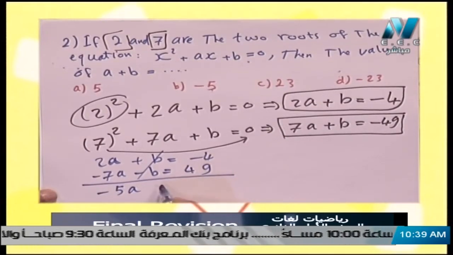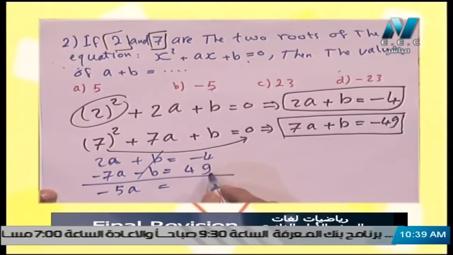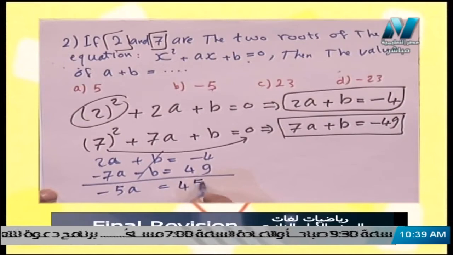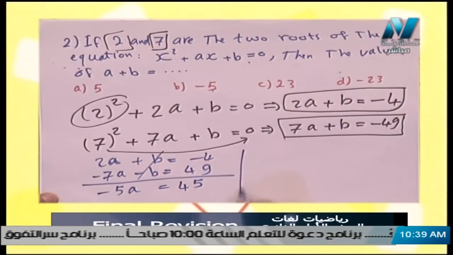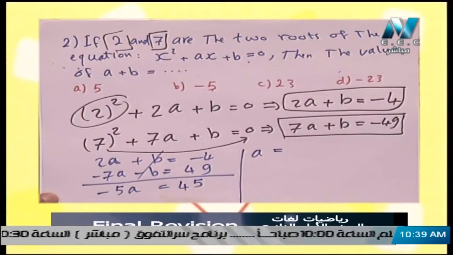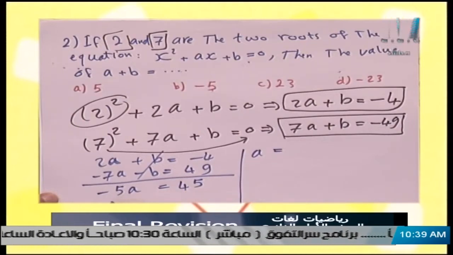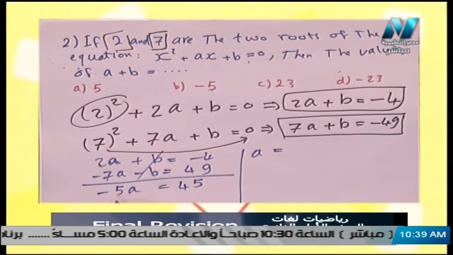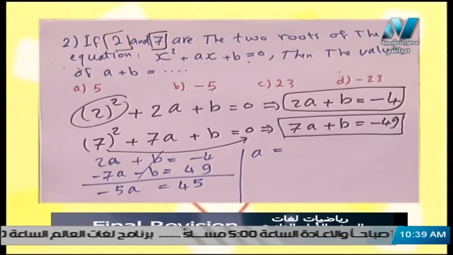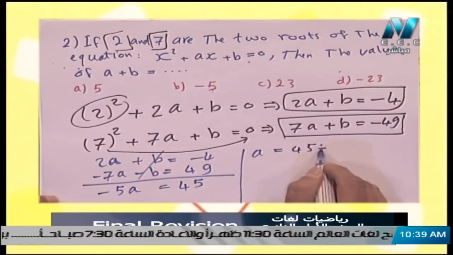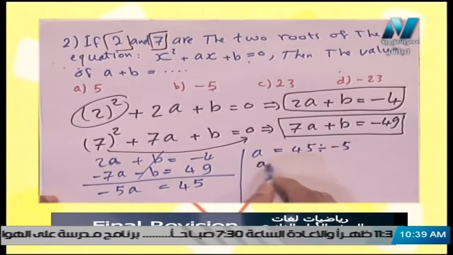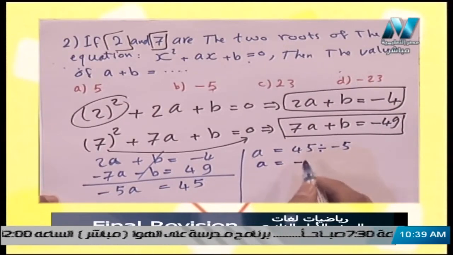We have here negative 4 plus 49 equals 45. And to find a here, we divide 45 by negative 5. 45 divided by negative 5, then a equals negative 9.